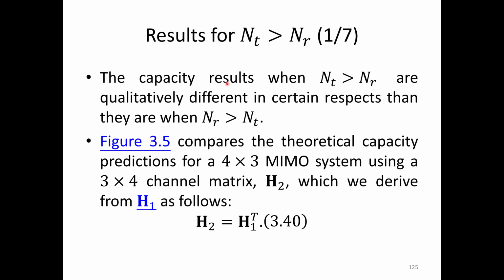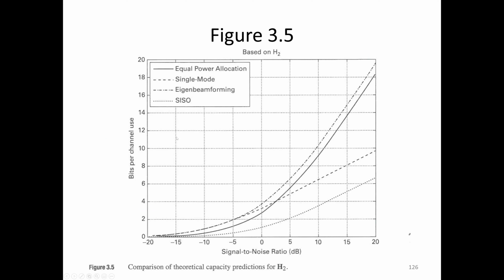The capacity results when NT is greater than NR are qualitatively different in certain respects than they are when NR is greater than NT. Let us go to figure 3.5. We can see that figure 3.5 shows the comparison of theoretical capacity predictions for H2. We will explain what H2 is later.